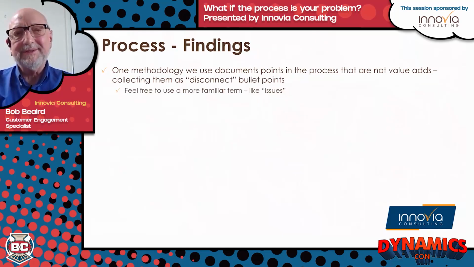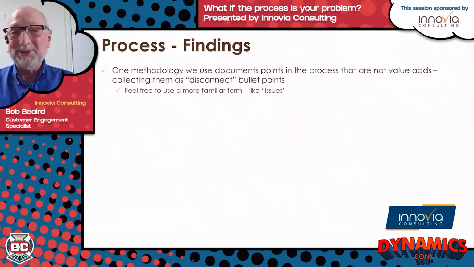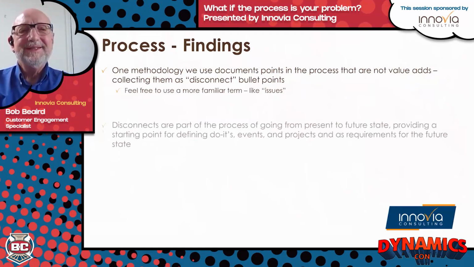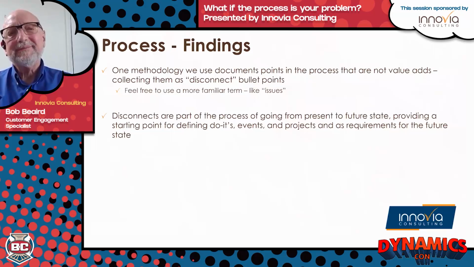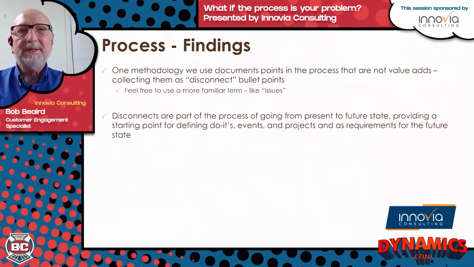It's the method, the terminology I use. Feel free to use some more familiar term like issues list. But disconnects become part of the process going from a present to a future state. And they're a starting point for defining do-its, events, and projects. When you turn around a problem, a disconnect, an issue, they become the requirements for the future state.